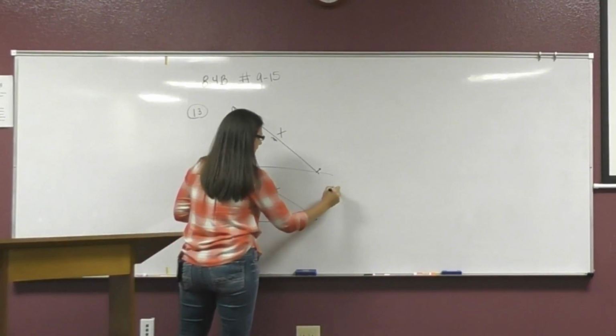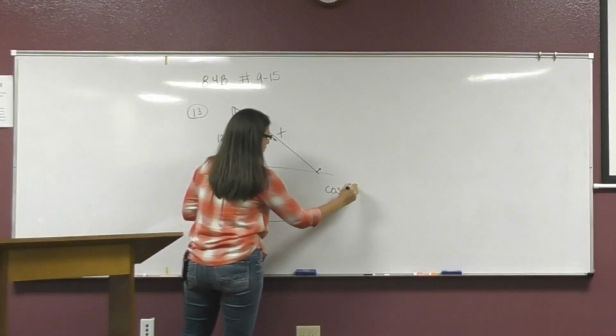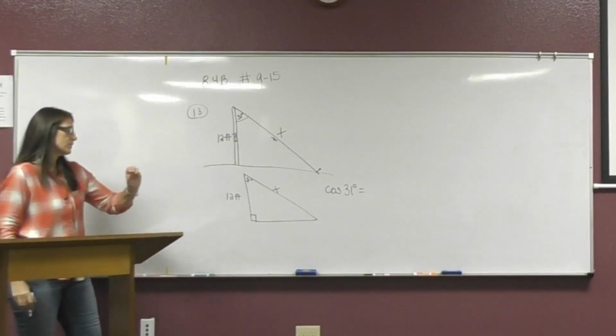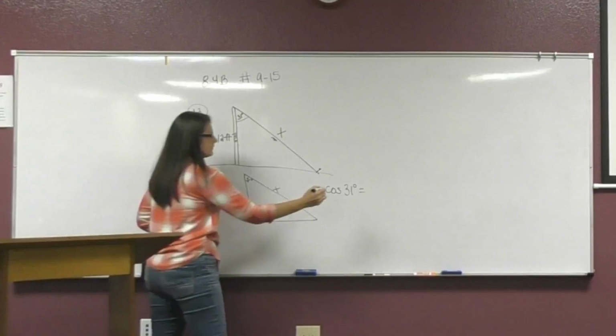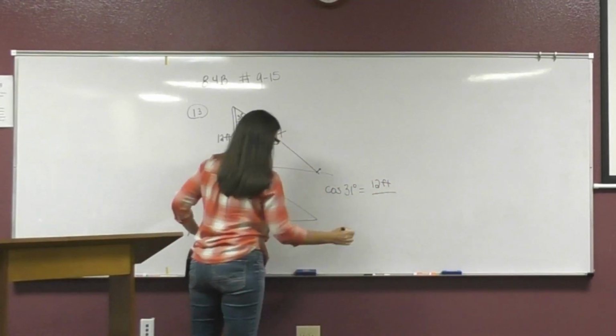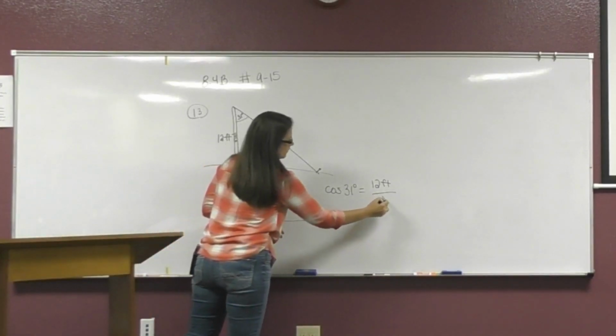So the cosine of 31 degrees equals, so cosine equals adjacent, that's 12 feet, over hypotenuse, which is x.